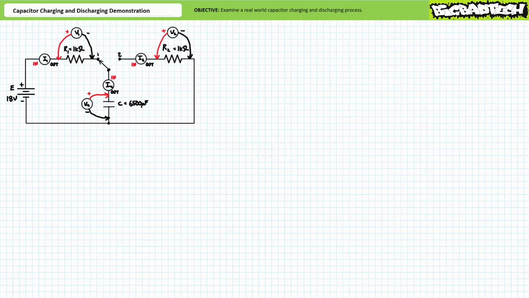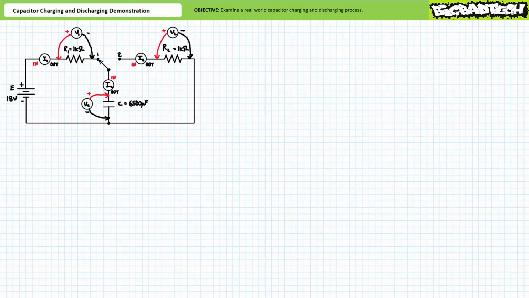Our circuit of interest consists of an 18-volt DC source, a super large 6,500 microfarad capacitor, and a knife switch that toggles between two resistors. In position 1, the switch serves to charge the capacitor through R1, a 1 kilo ohm resistor, and in position 2, the switch serves to discharge the capacitor through R2, also a 1 kilo ohm resistor. The capacitor is initially uncharged and exhibits no voltage differential across it.